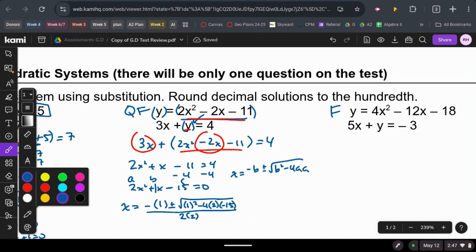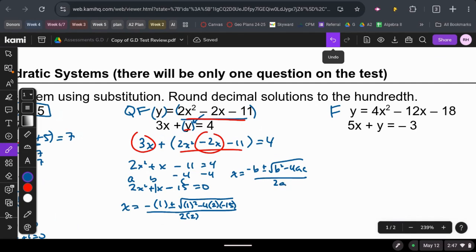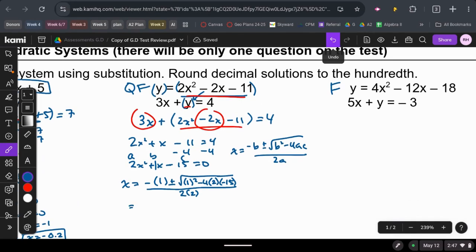You do not have to memorize it. Oops, that's a C. All over 2a. So for here, when I simplify, I just write this negative 1 as negative 1. And I type into my calculator 1 squared minus 4 times 2 times negative 15. I get 121. And then when I take, that becomes 4. When I take the square root of 121, I get 11, so plus or minus 11 all over 4.